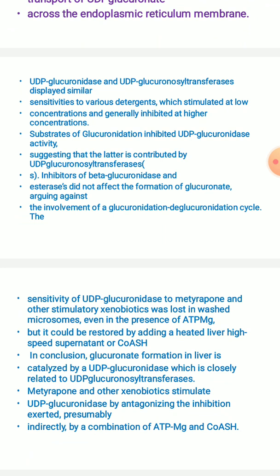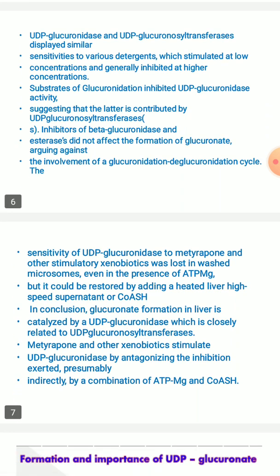So this is all about the glucuronic acid pathway. The sensitivity of this UDP glucuronidase to metyrapone and as well as stimulatory xenobiotics was lost in the washed microsomes, which I explained to you in the last slide. Even in the presence of this ATP magnesium, it could be restored by adding a heated liver high speed supernatant or even the coenzyme A molecule.